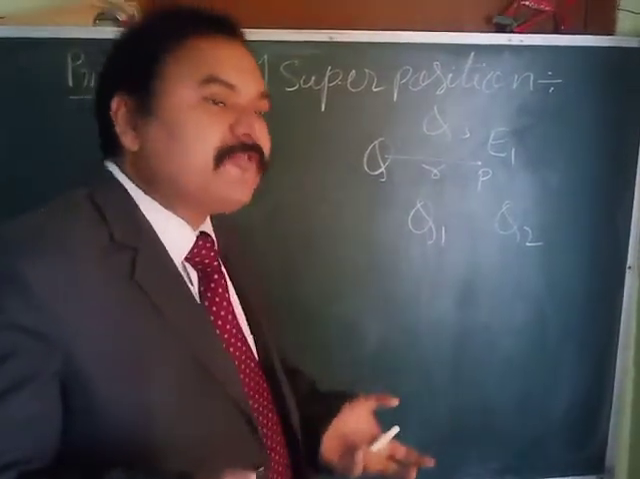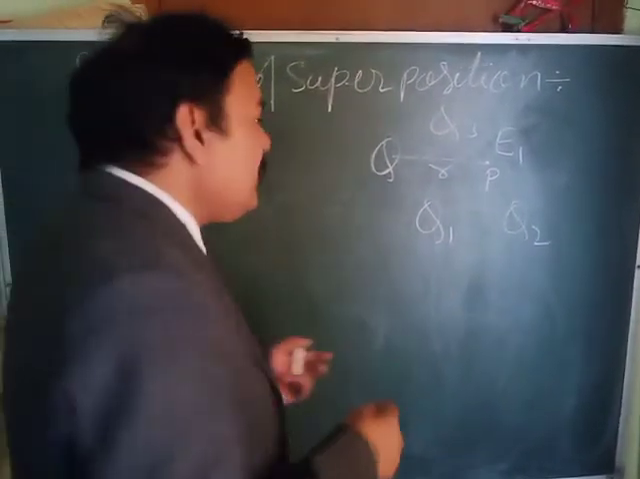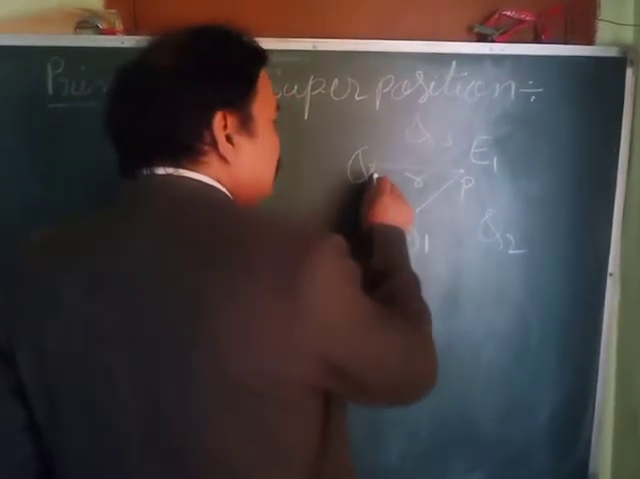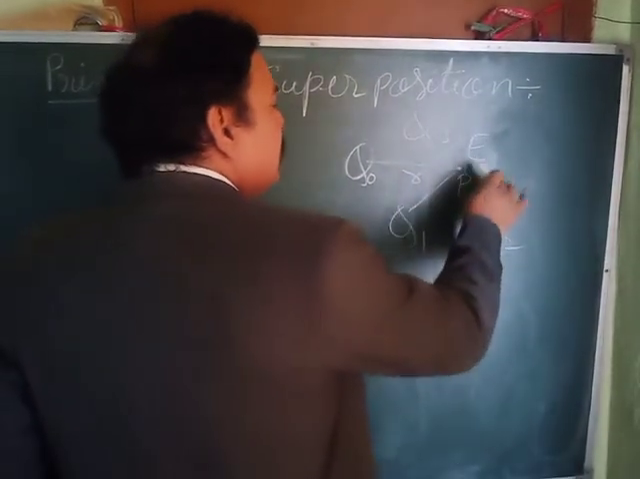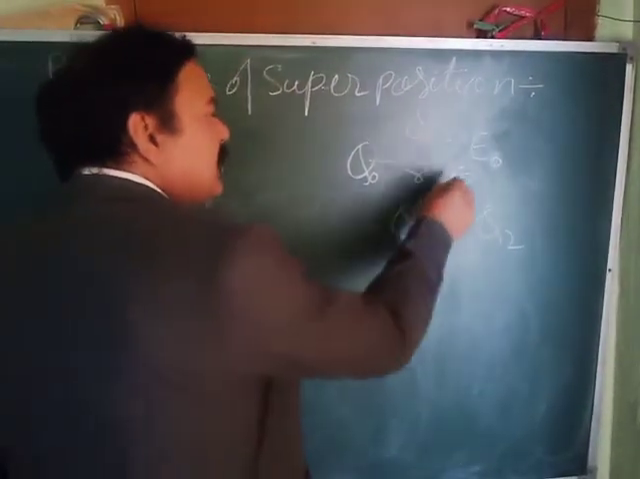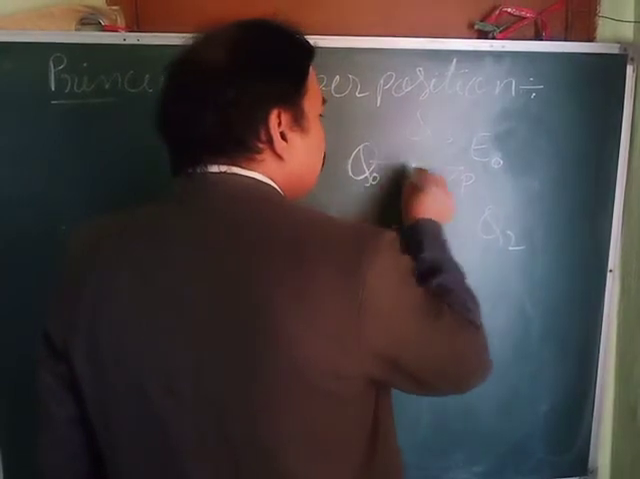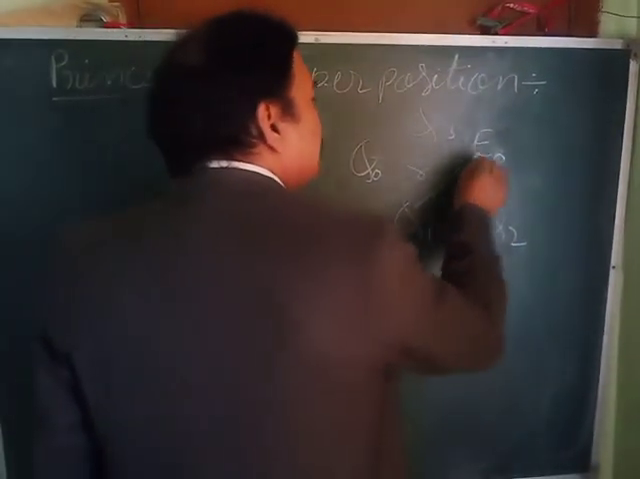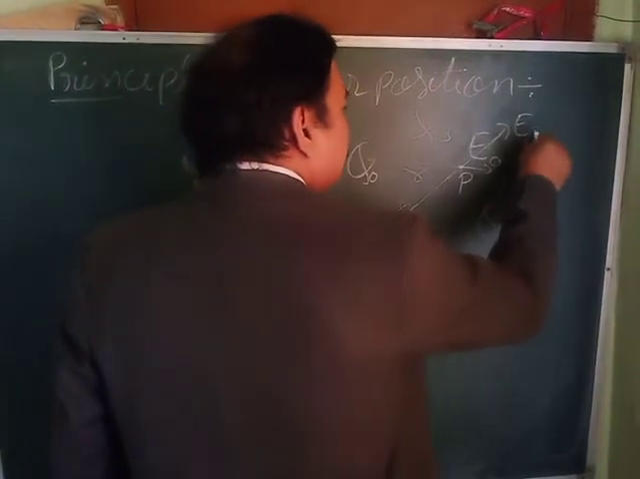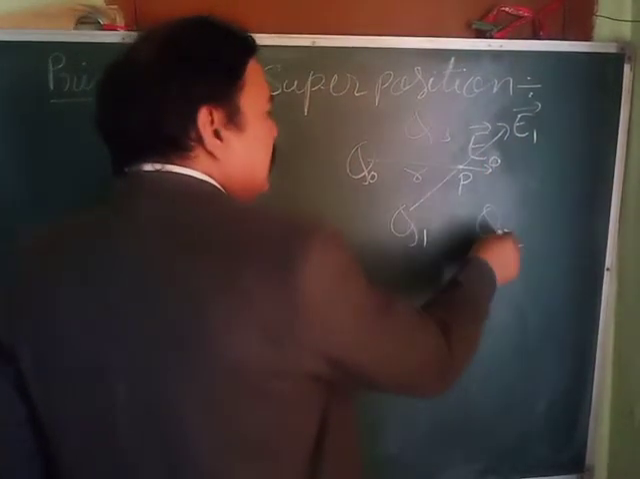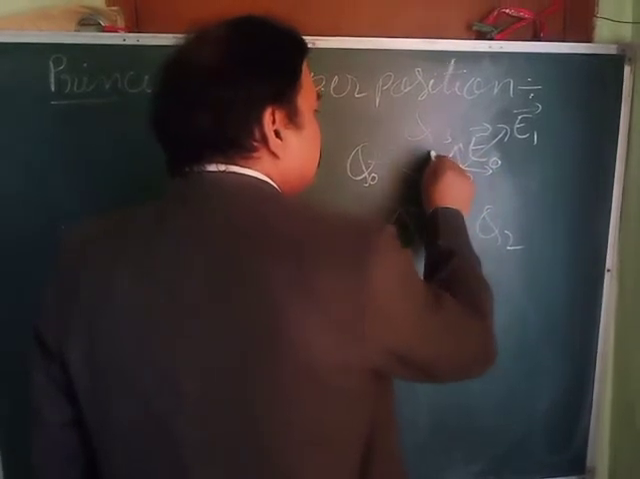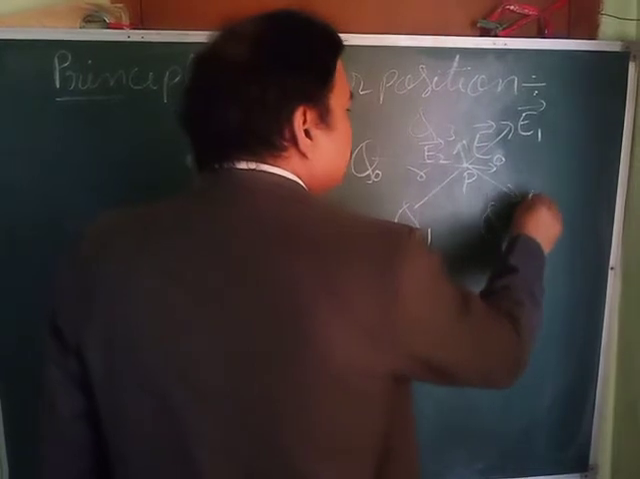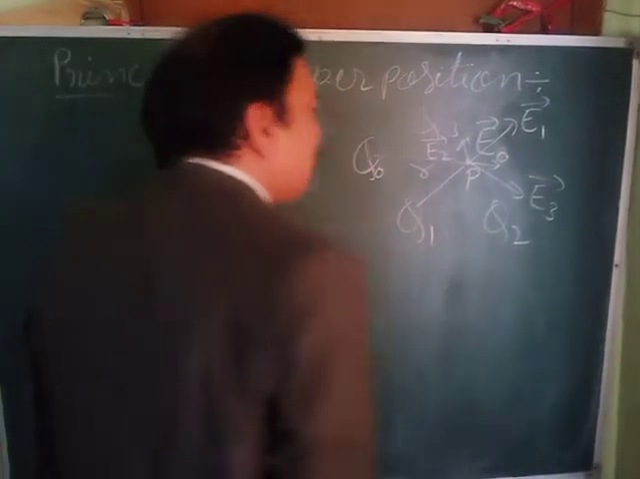Now what conclusion do we get from here? How does it help us? What is the need to study this? See, suppose this charge is Q naught. Suppose it has produced electric field E naught. This charge has produced electric field in this direction, suppose it is E1. This charge has produced electric field in this direction, suppose this is E2. This charge has produced electric field in this direction, suppose this is E3. Then what will happen?